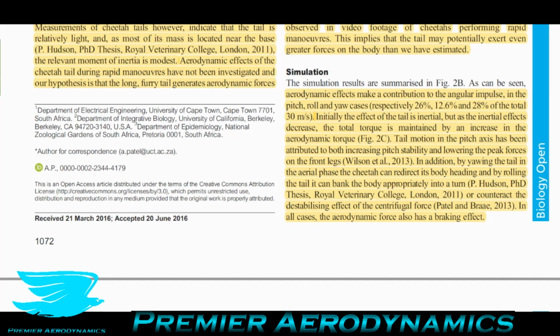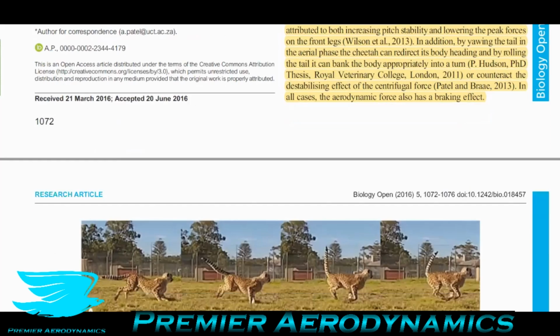So if they're running in a curve, there's going to be a centrifugal force. They can whip their tail around and use aerodynamics to counteract that. In all cases, the aerodynamic force also has a braking effect. So it can also decelerate the animal as well. So they can not only accelerate very quickly, but decelerate very quickly as well.